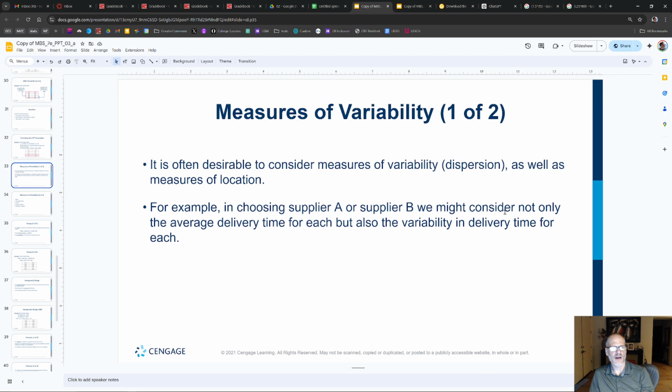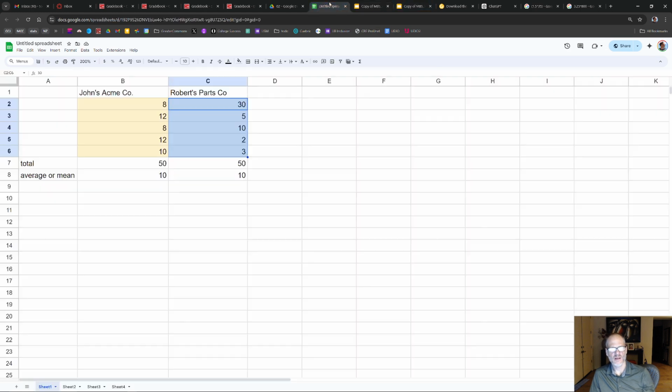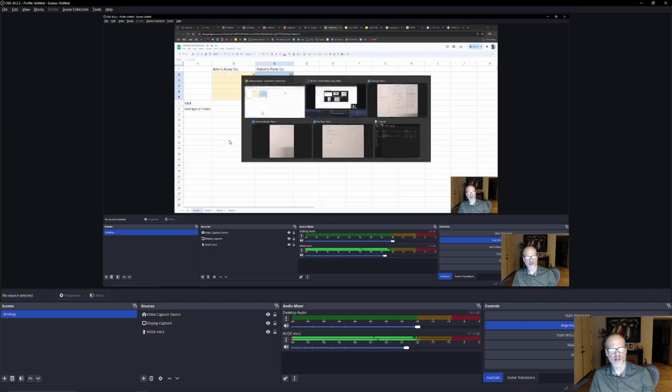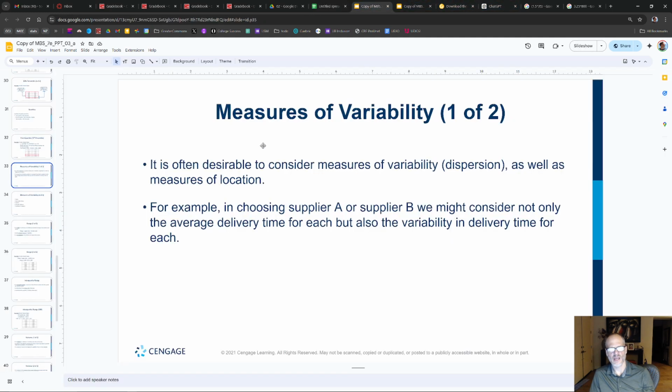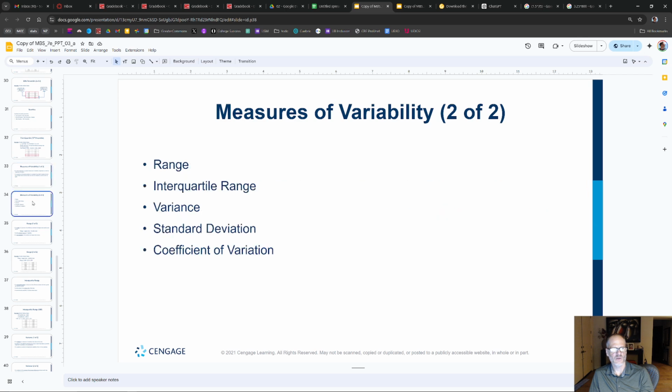So measures of variability, it's often desirable to consider measures of variability or dispersion as well as measures of location. Remember, not only what is the mean, what is the median, what is the mode, what's the percentile, what are the quartiles, but also how dispersed or how much does this data vary, right? For example, in choosing supplier A or supplier B, we might consider not only the average delivery time for each, but also the variability in delivery time for each. So we were talking about that.